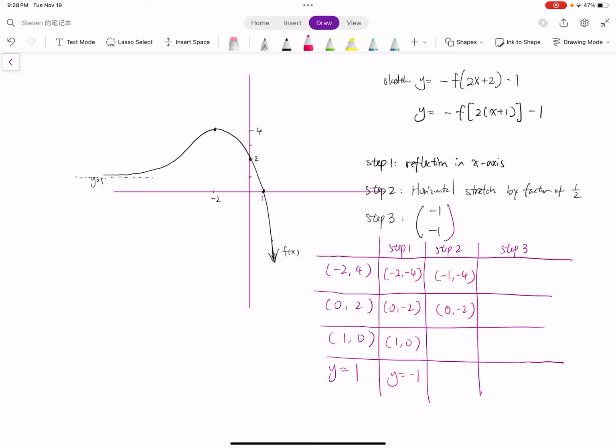(-1, -4), (0, -2), (0.5, 0), and then y = -1 still. And then you subtract 1 from both x and y values. So (-2, -5), (-1, -3), (-half, -1), and then y = -2. So remember, these are the ones that need to be graphed, need to be plotted on the graph.